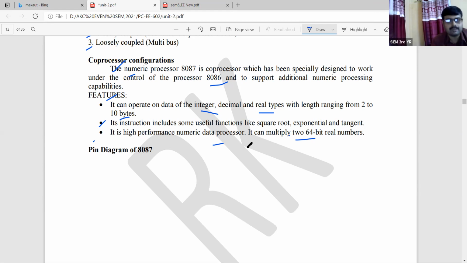First one, the numeric processor 8087 is a co-processor which has been specially designed to work under the control of the processor 8086 and to support additional numeric processing capabilities. The features, already you have noted down 3 individual features.